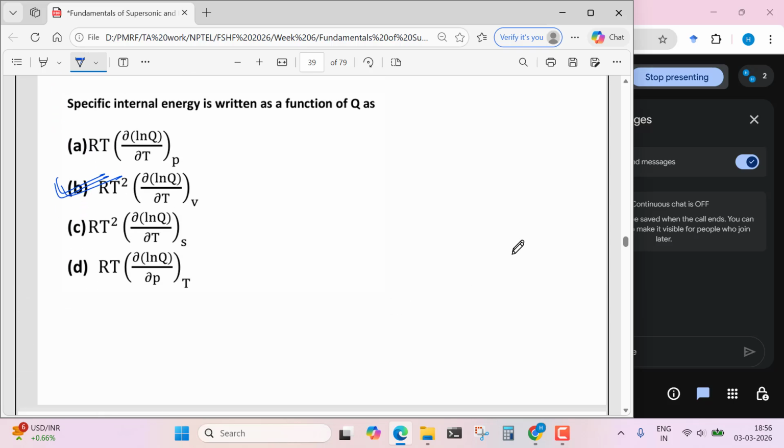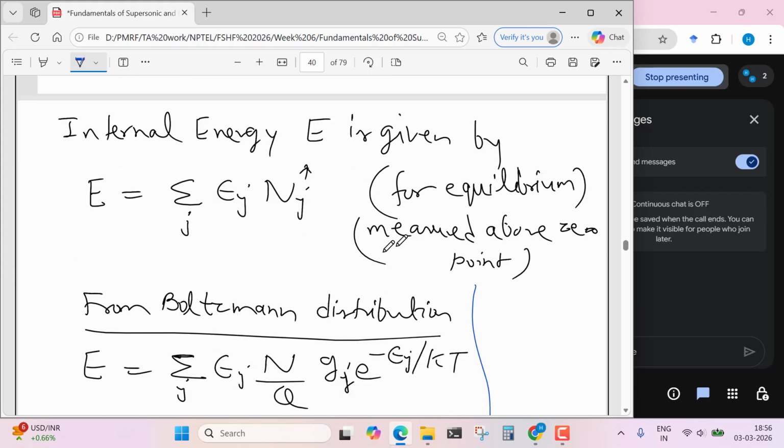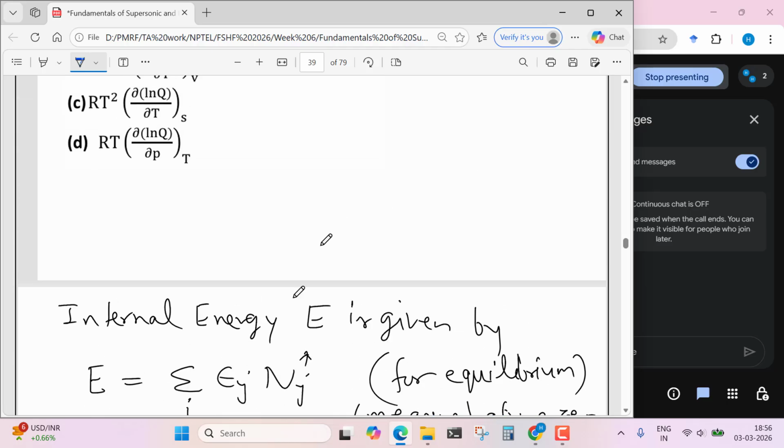So how is the internal energy given by? If it is given by E equal to sigma j epsilon j nj star, and this is for equilibrium, and it is measured above the 0 point. We are not taking the dash part.